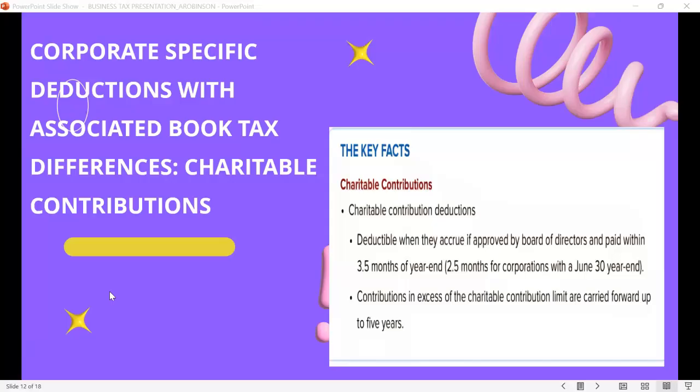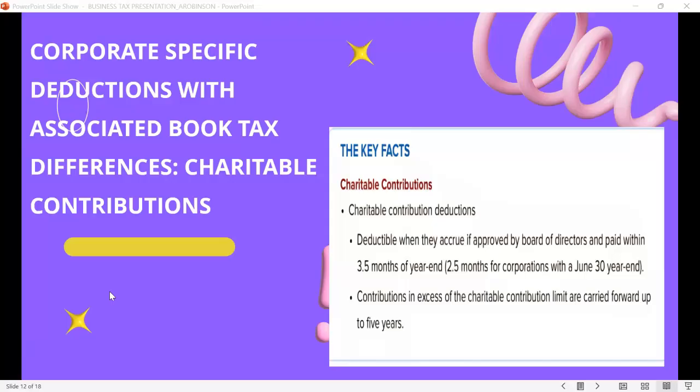For book purposes, corporations can deduct charitable contributions in a year before they pay the contribution within 3.5 months of their tax year, or 2.5 months with a June 30th year-end close date, and if their board of directors approve the payment.